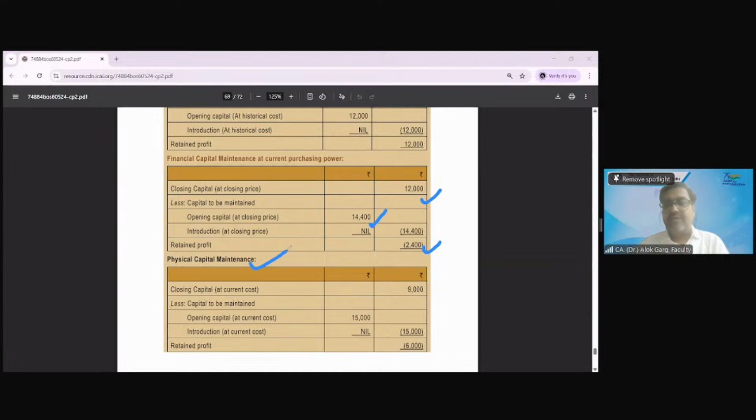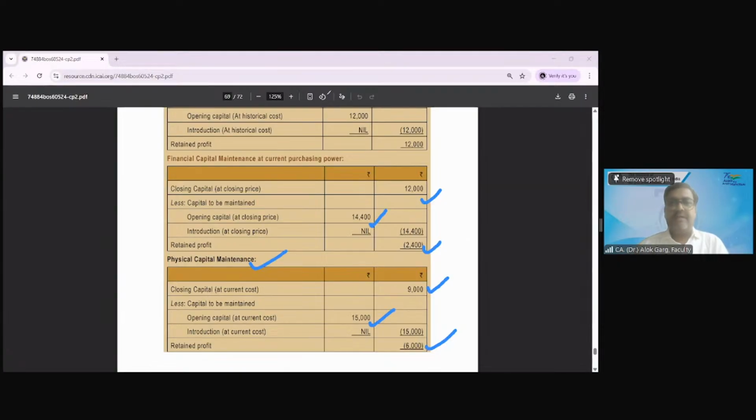Physical capital maintenance concept, your closing capital at current cost is 9,000. 15,000 was your opening capital. So your retained profit is negative 6,000. And I have explained you this thing. Right? I hope this is clear to everyone, my dear friends.